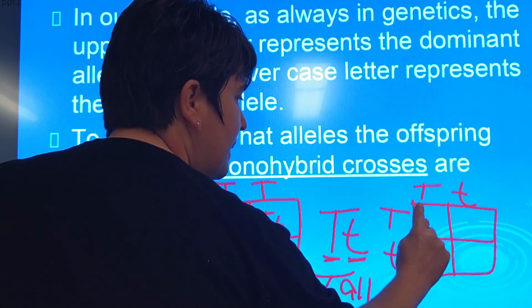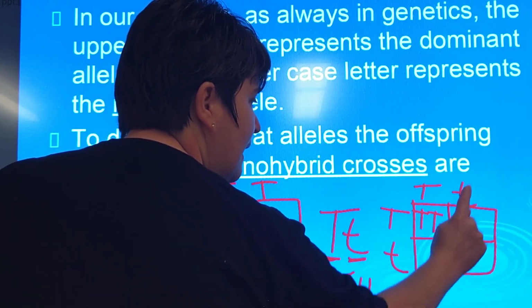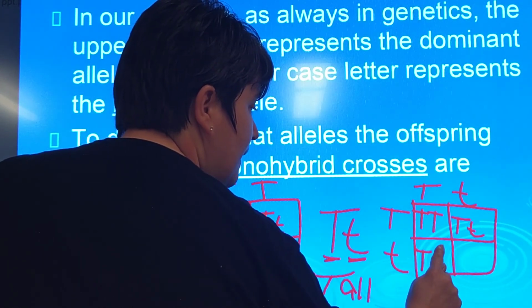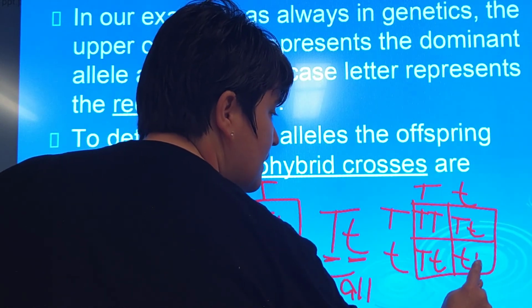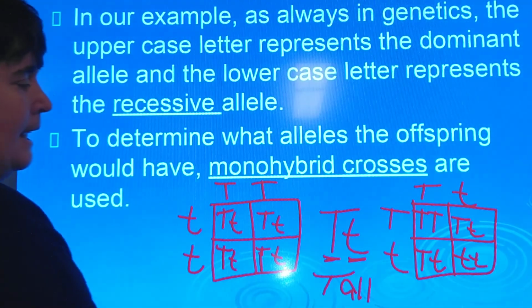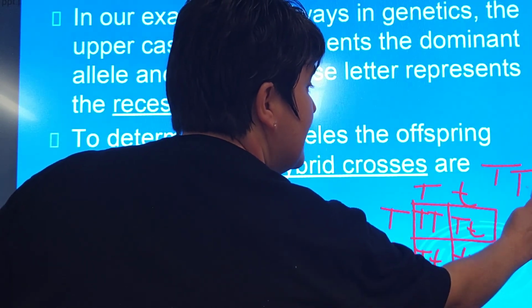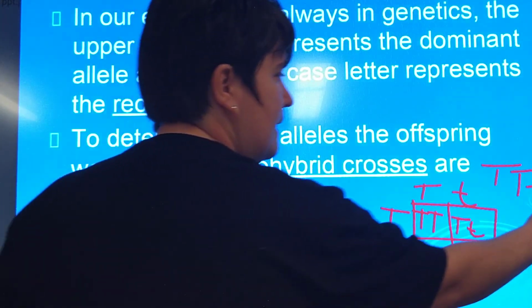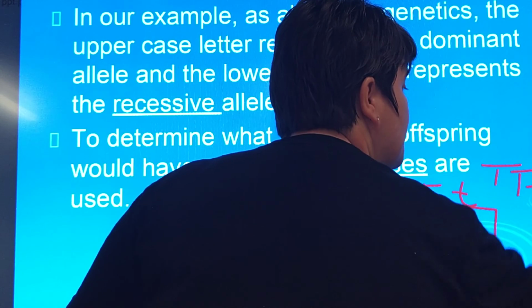So this one we get a big T from mom and a big T from dad. A big T here, a little t here, a big T here, a little t here, a little t from here, and a little t from here. Okay, so this one is a big T, big T. This would be homozygous. That would be homozygous tall.